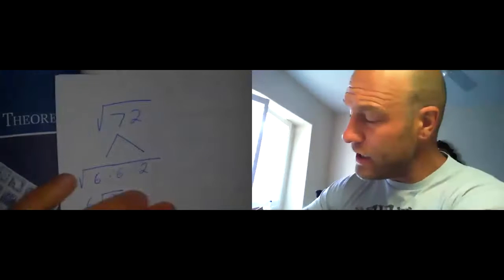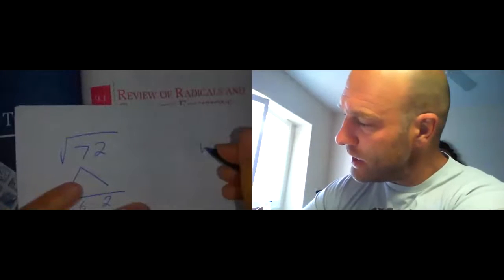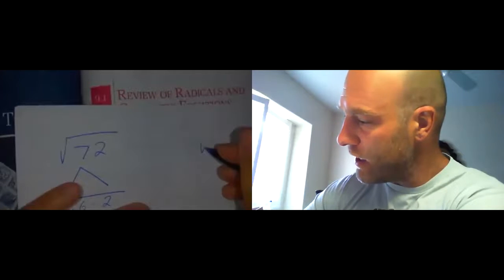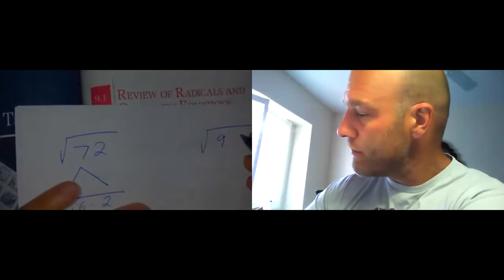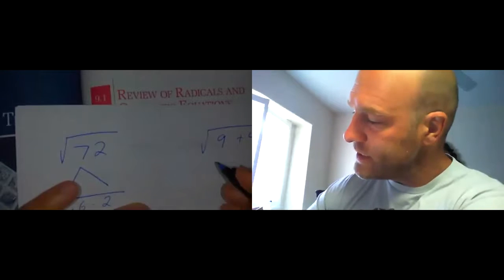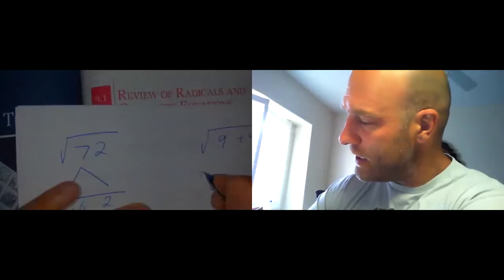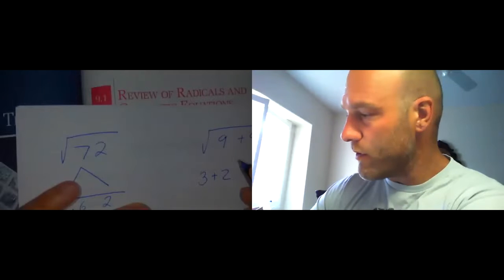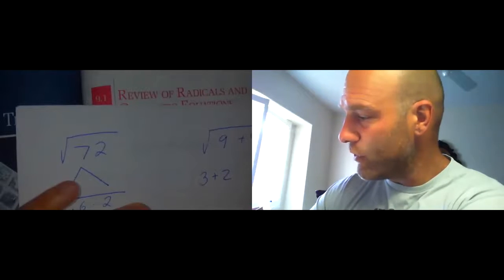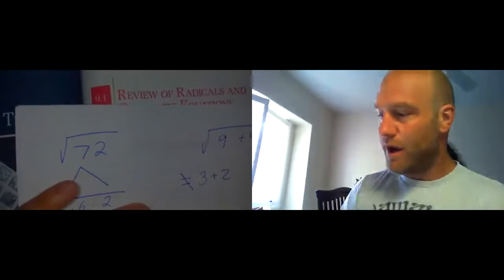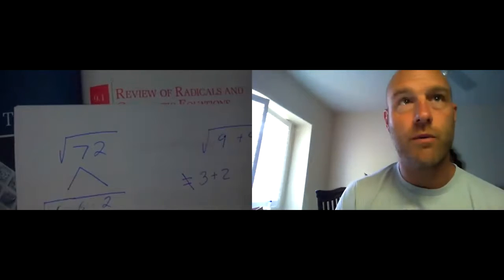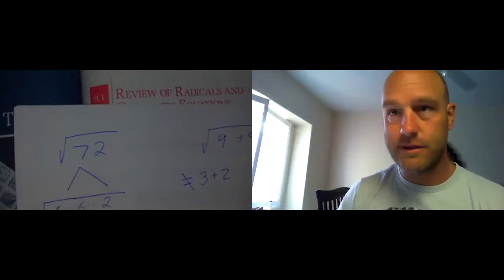The number one mistake that we often see is people will do something like the square root of 9 plus 4, and say, okay, well, that is 3 plus 2. The square root of 9 is 3, and the square root of 4 is 2, and that is not the case. You cannot distribute square roots across addition signs. So please do not make that blunder.